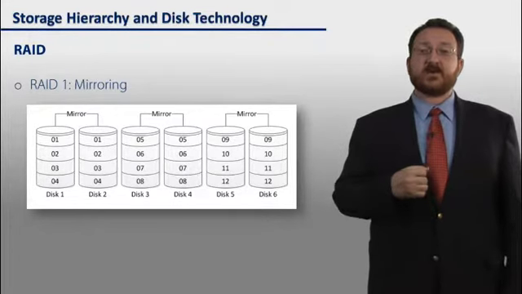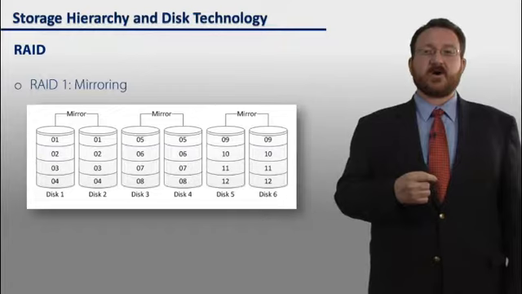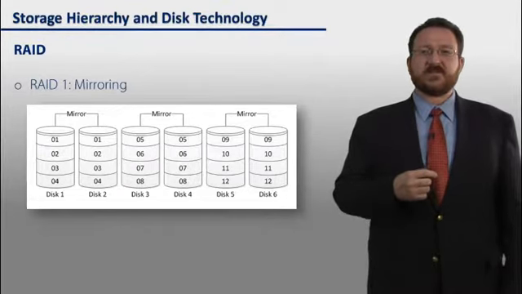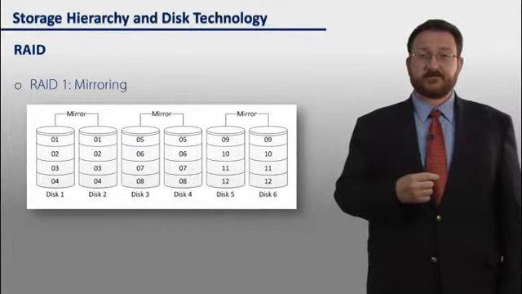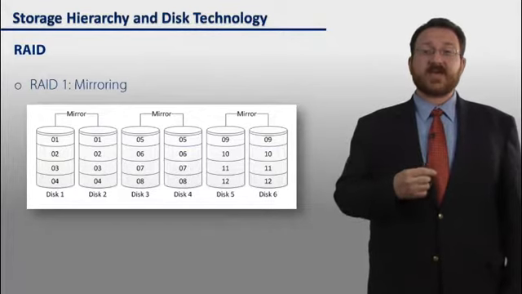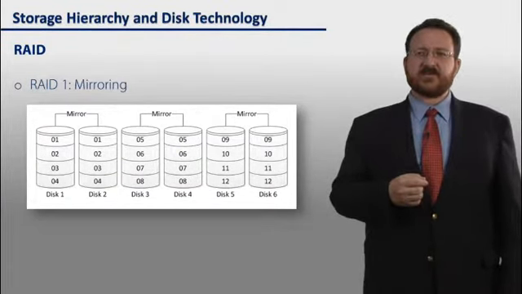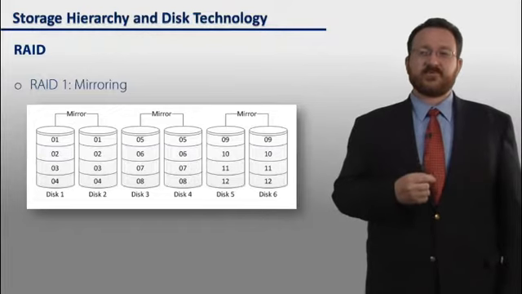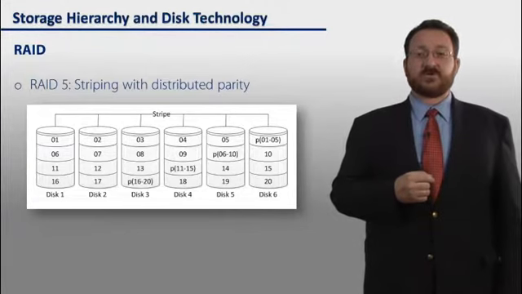RAID 1 then is what's called mirroring. In mirroring, we have disks that are paired with one another to produce mirror images. And so the first byte is written on both disk 1 and disk 2. The second byte is on disk 1 and disk 2, and so on. The 5th byte is on the second mirror. The 9th byte is on the third mirror. And in this case, we can lose up to half the disks. We could lose disk 1, disk 3, and disk 5, and we will still have all of our data. So mirroring doesn't improve bandwidth, it improves redundancy.